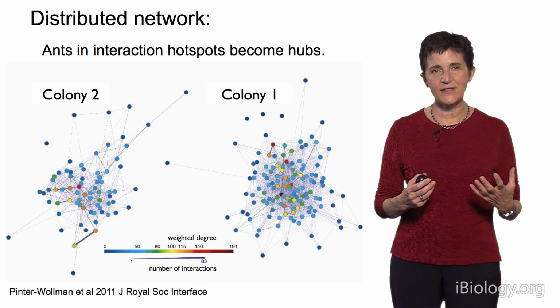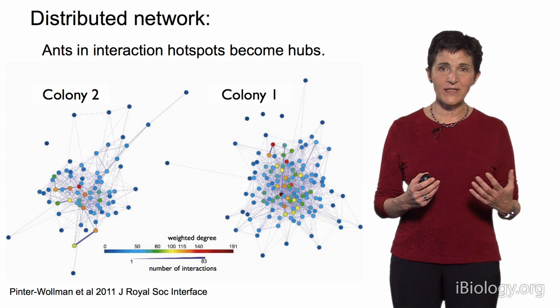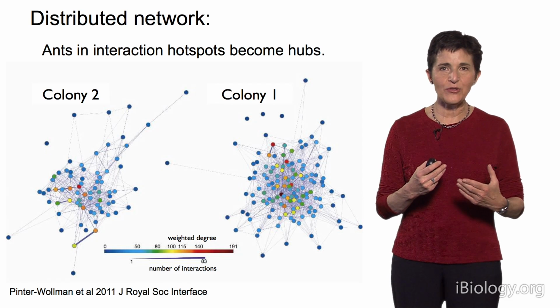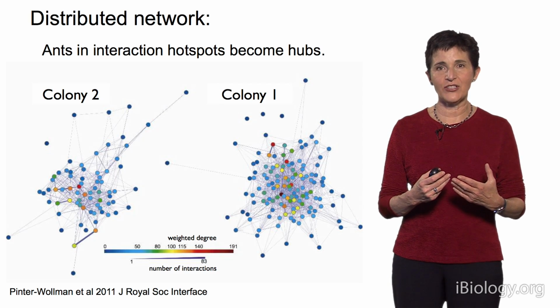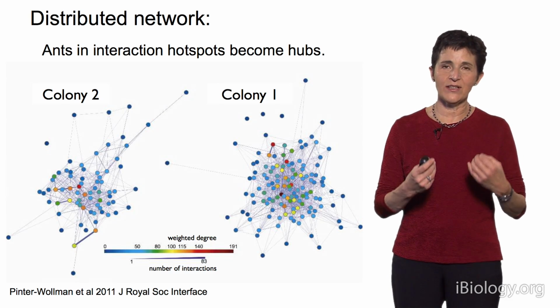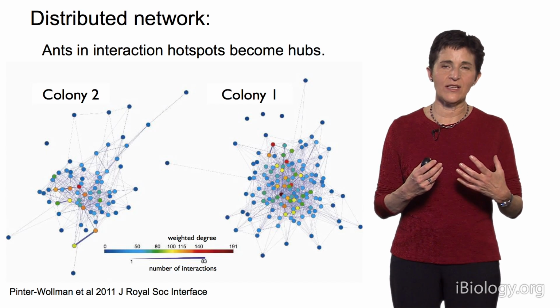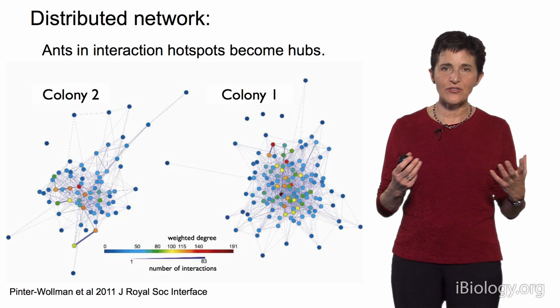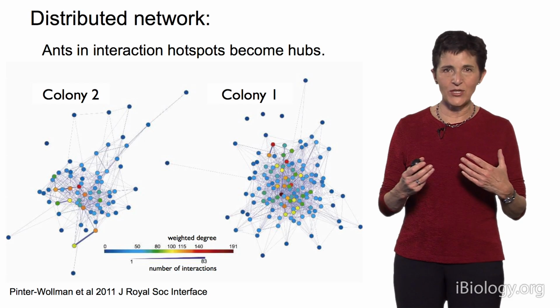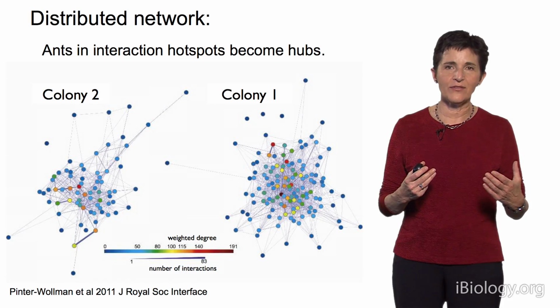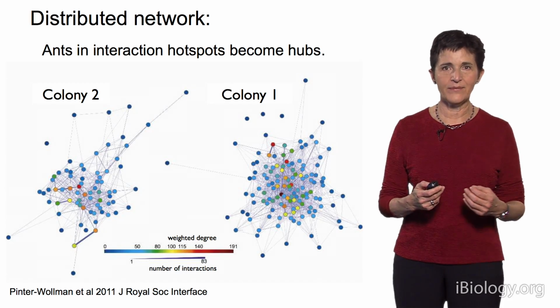They become hubs. But what we learned from this study is that ants become hubs because they go to the hotspot where there's a lot of interaction. It's not a characteristic of particular ants. And so in this sense, the network of interactions that these ants are using is a distributed network. It doesn't matter which ant meets which. Ants participate in the network as a function of where they happen to be.